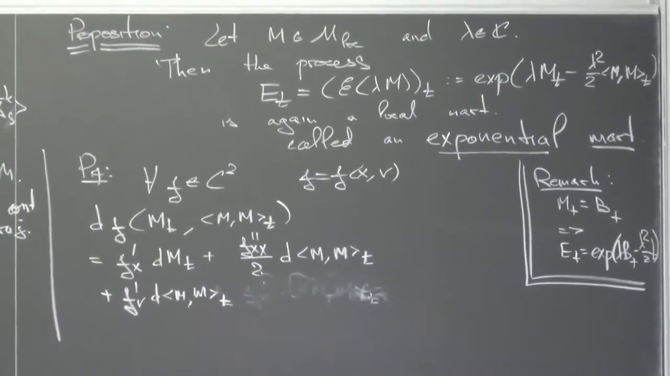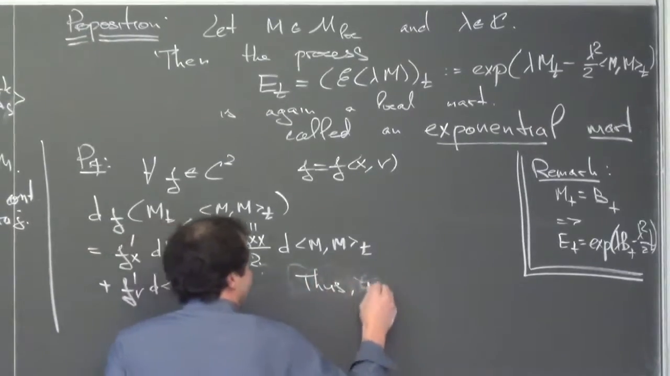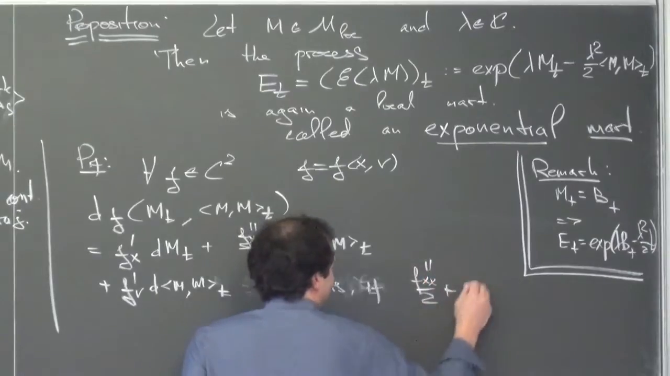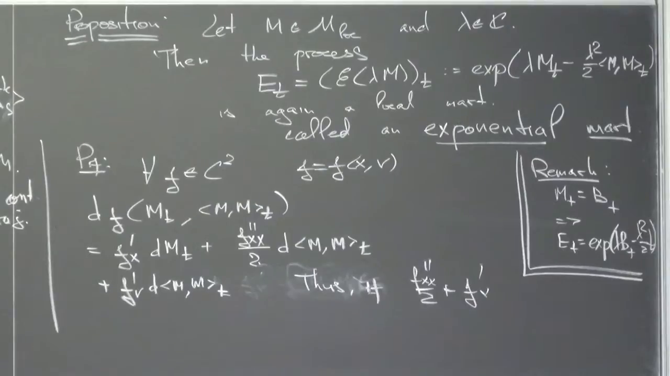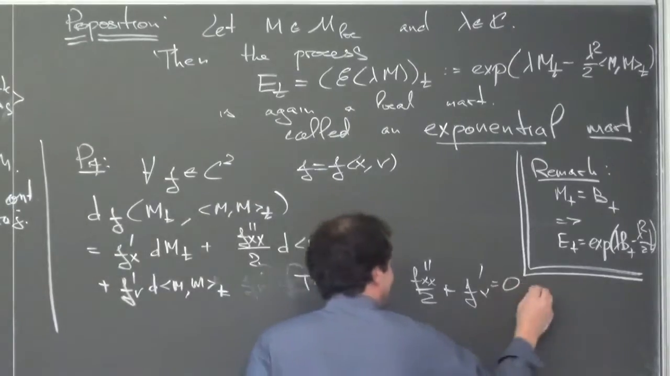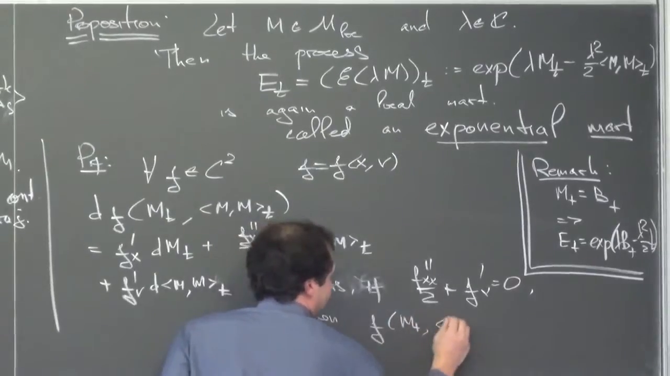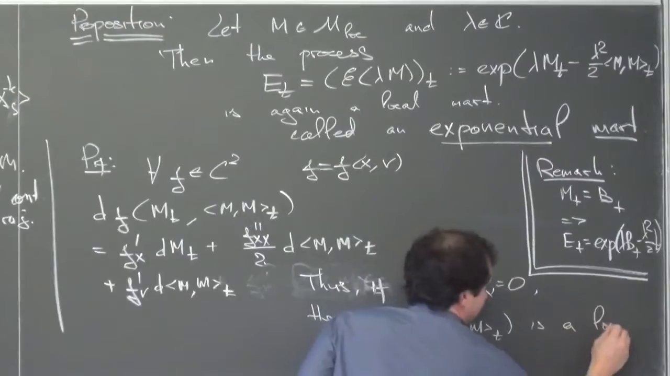Okay. So the message is that, if f satisfies this partial differential equation, then f(t, M_t) is a local martingale.